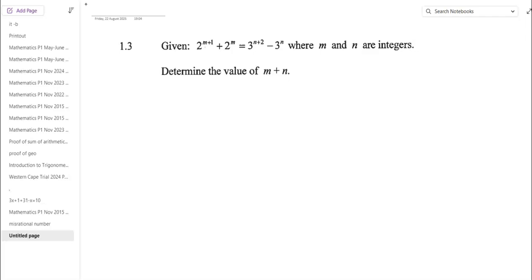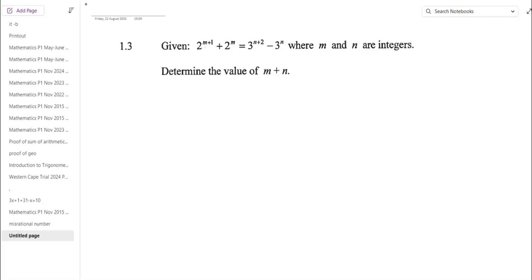So we have a question here. It says, given 2 to the power of m plus 1 plus 2 to the power of m is equal to 3 to the power of n plus 2 minus 3 to the power of n, where m and n are integers. Determine the value of m plus n.